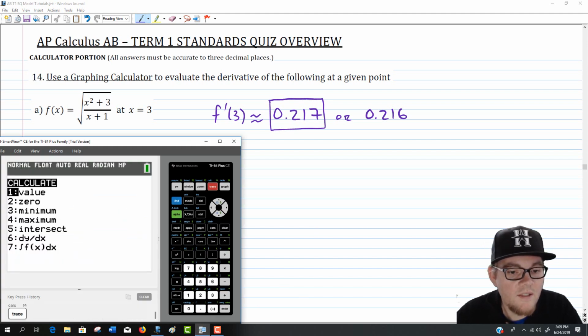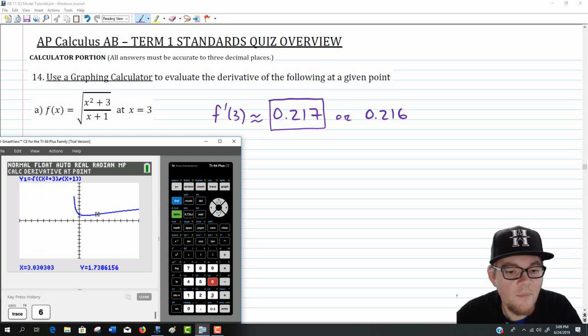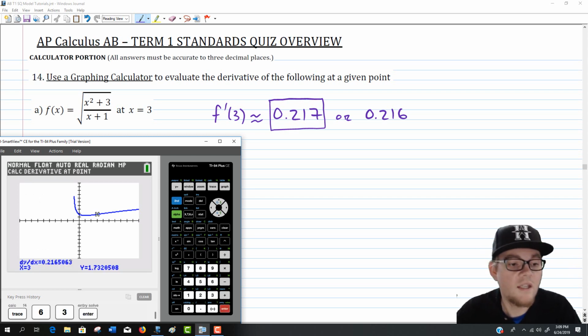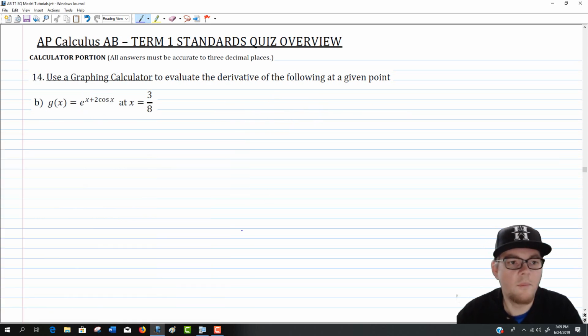It was option 6 down at the bottom, and then it was just typing in whatever value you were looking for to get the actual slope we wanted. Now our second example, part B. We have another function, e to the x plus 2 cosine of x power at x equals 3/8.